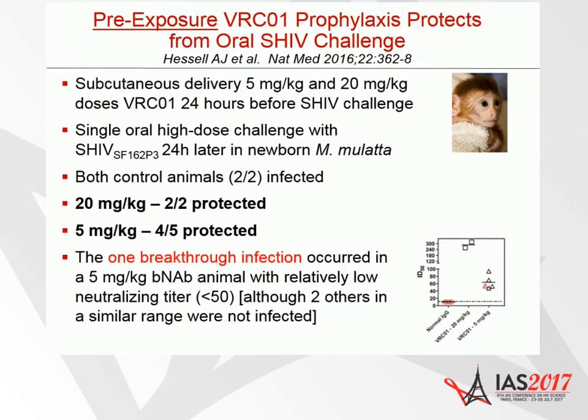So this is a study looking at pre-exposure VRC01 prophylaxis, which protected against oral SHIV challenge. Here, the VRC01 was given subcutaneously 24 hours before challenge. Both control animals, 2 of 2, were infected. Animals that got 20 milligrams per kilogram, both were protected. And of the 5 milligram per kilogram animals, 4 of 5 were protected, with the 1 breakthrough infection occurring in an animal with relatively low neutralizing antibody titer.